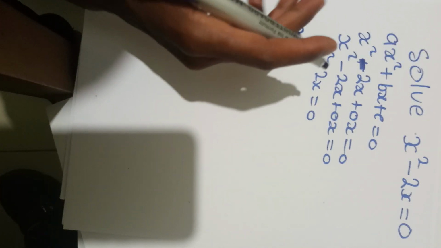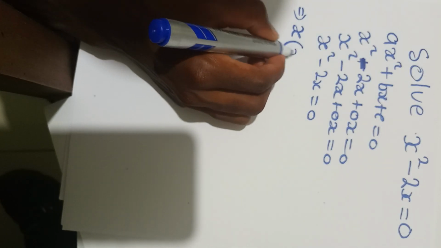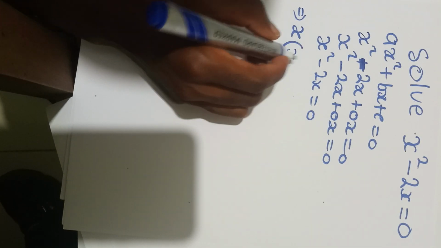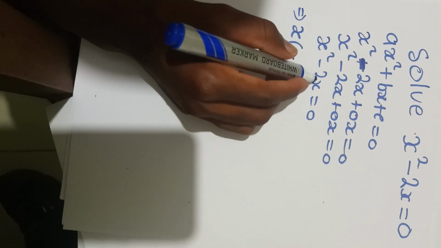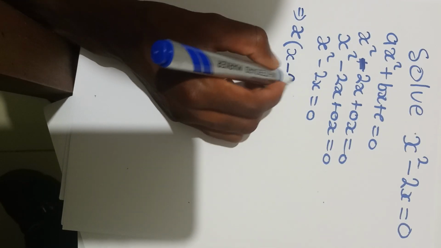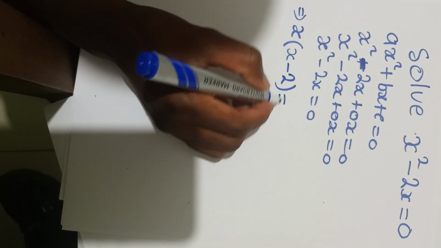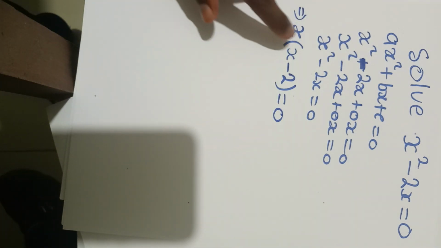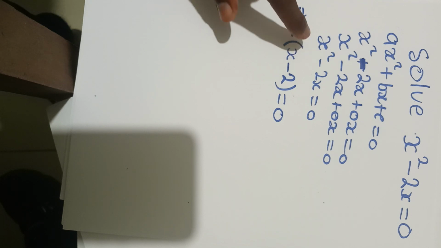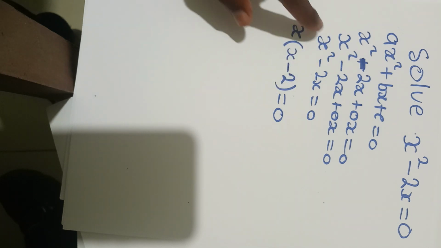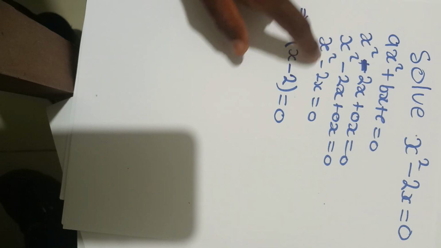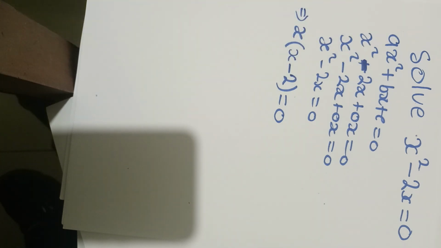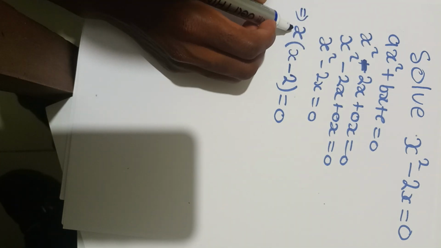A factor is anything that can go into a number without giving us a remainder. So if you factor out x, what are you remaining with? x, because x times x gives you x squared. Then minus, if you factor x out here, you are remaining with 2. Then this is equal to 0. So what we have done here is we have just factored out the x, because the x is common here. And then we equate them to 0.